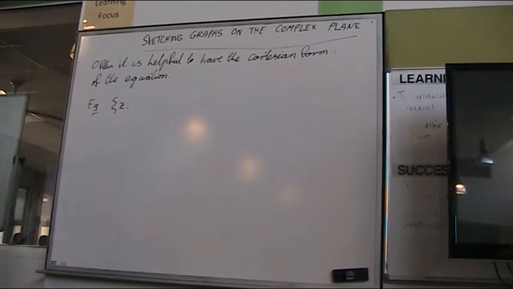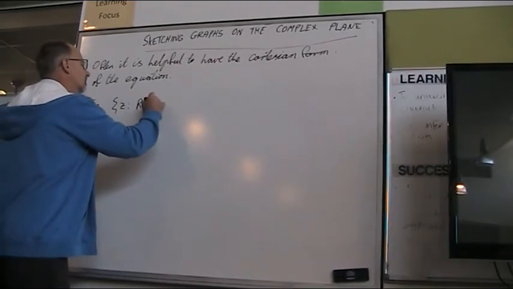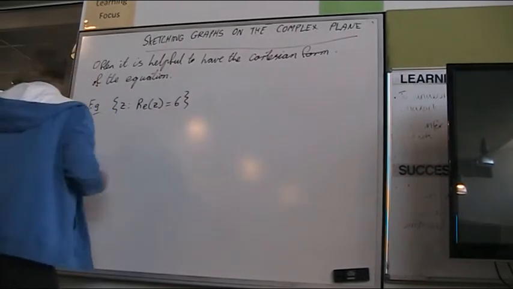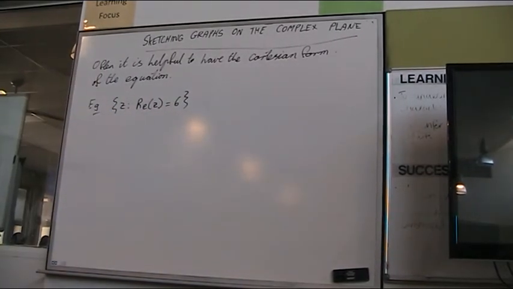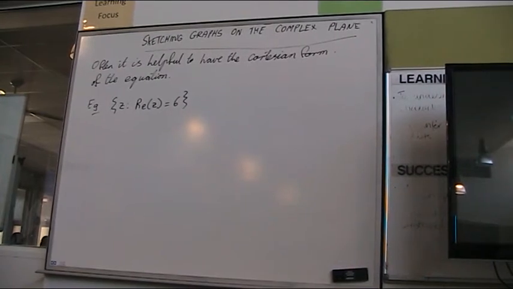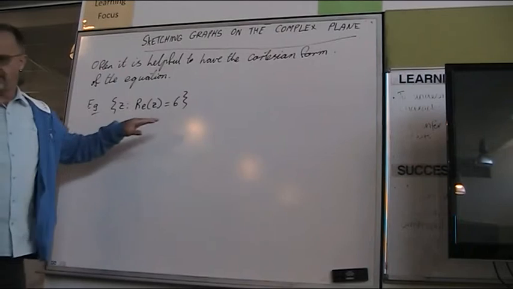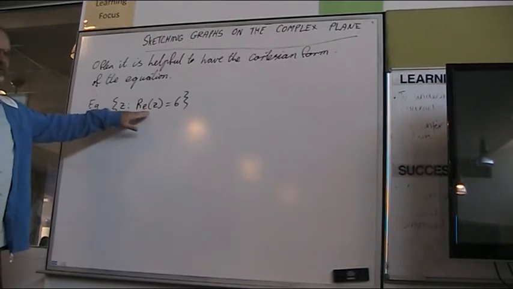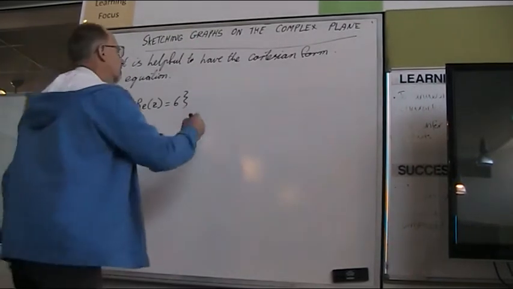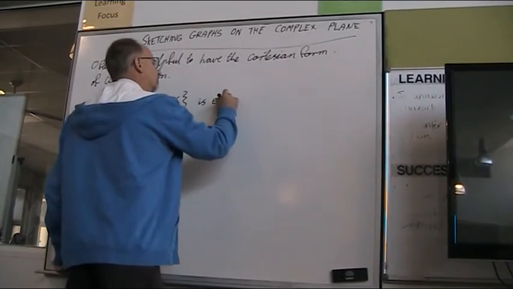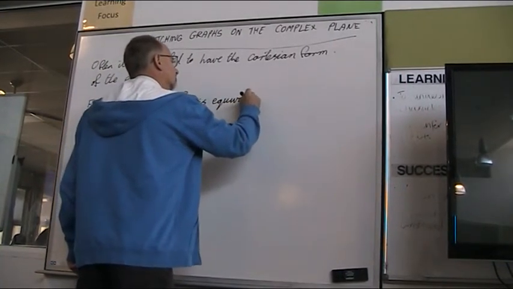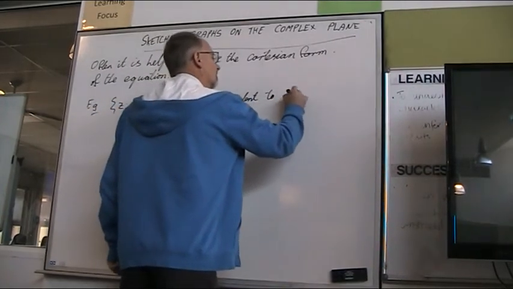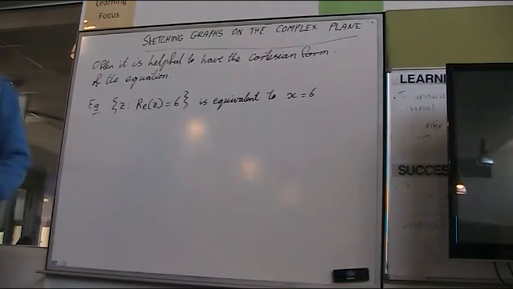So, for example, if you want to graph Z, where the real part of Z is equal to 6, it's often helpful to think about what the equivalent in Cartesian form would be, and the real part's on the x-axis, so that's equivalent to x equals 6, which of course is a vertical line going through 6 on the x-axis.